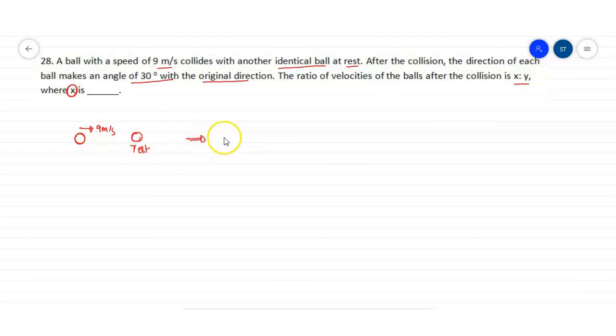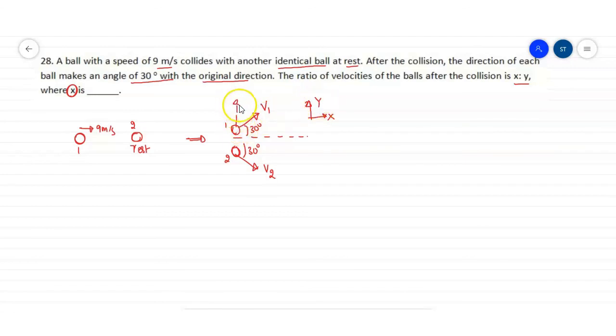After collision, this is the original direction of the motion of first ball. Now each ball is making 30 degrees with the original direction. So let us assume this is first ball and this is second ball. Both are making an angle 30 degrees with the original direction. Let us assume the velocity of the first ball after collision is v1 and velocity of the second ball after collision is v2. And for reference, let us take this as x direction and this as y direction.